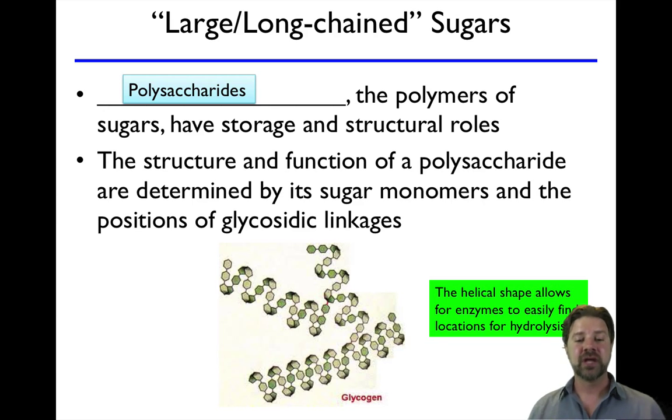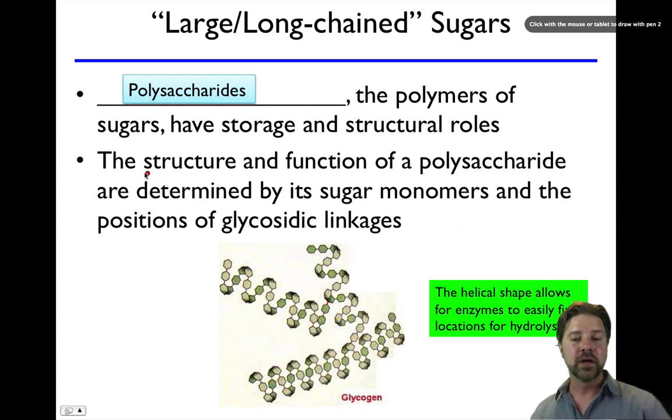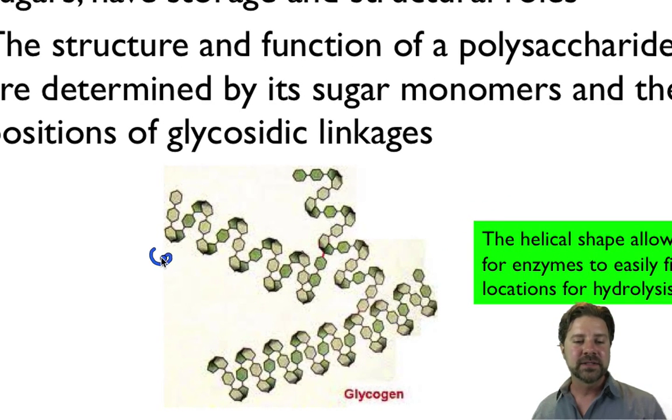The helical shape of this one here in glycogen is going to allow for enzymes to easily find locations for hydrolysis. Now, if you forgot what an enzyme was from a few slides ago, it was one of those big blobs. Usually they're drawn in purple, but what it does is it has a little active site and it allows for certain molecules to nestle into that little active site right there, and it allows them to split easier than if it was without that particular enzyme molecule.